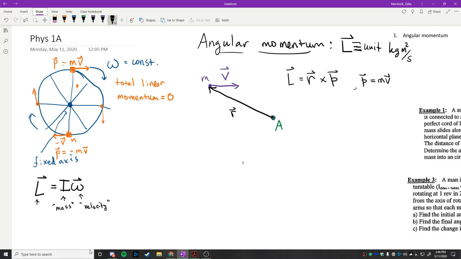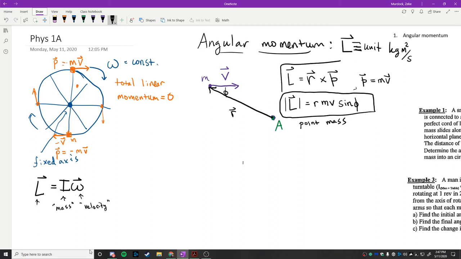It's R cross P. Okay? This is a cross product, right? So hopefully you remember how to do that. The magnitude of the angular momentum, then, is going to be R times the momentum, which is MV, and then you need to multiply by the sine of the angle. We'll use this angle right here, the sine of the angle between the two of them, okay? This is our definition of what the angular momentum would be. This would be for a point mass, and this is for a rigid object.